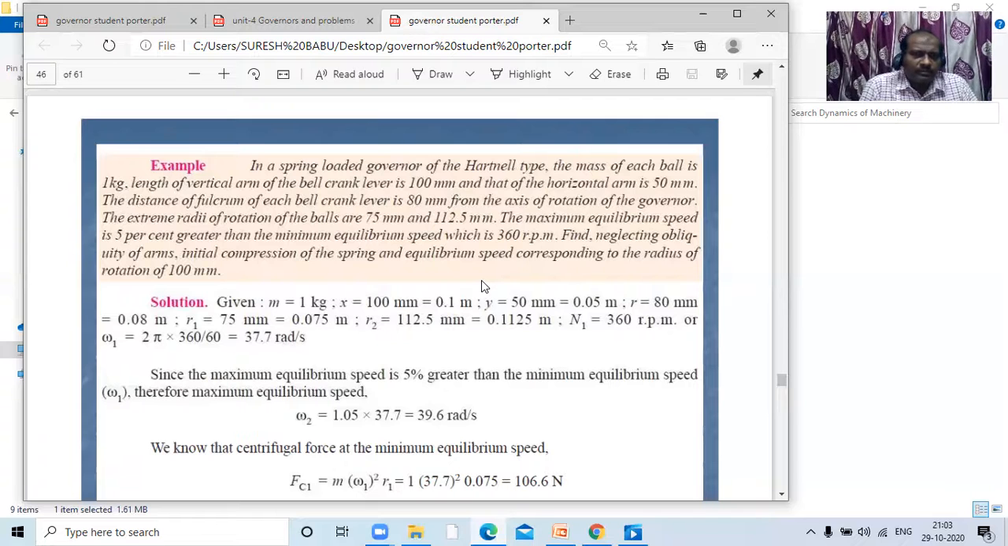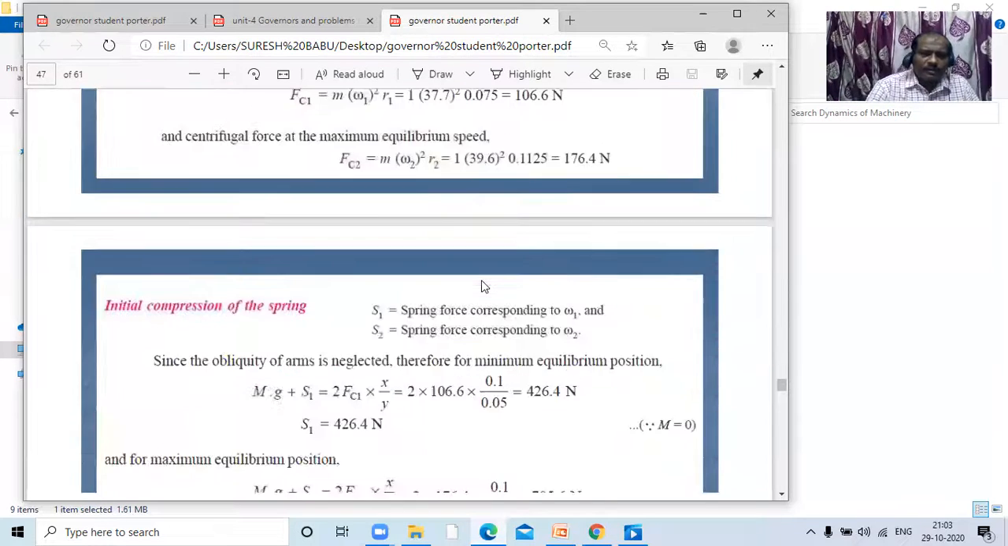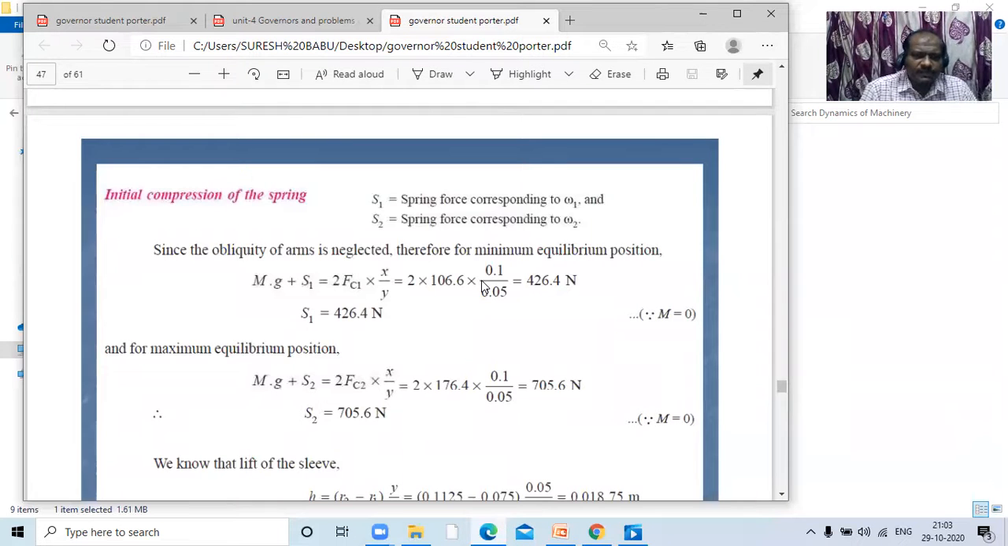N1 they have given. We have to go for the maximum speed that we have calculated. Next, we calculated the spring stiffness, corresponding to the spring. Next one is N. So what the formula have to remember? Only one formula we can remember. Mg plus S1 is equal to 2fc1 into x by y. So by using that relation, we can able to get maximum equilibrium speed, minimum equilibrium speed.